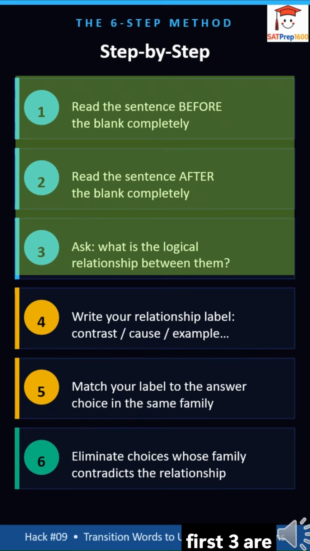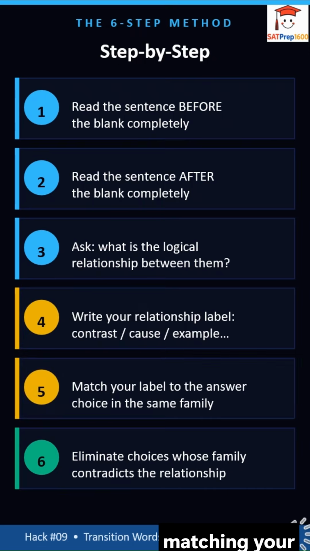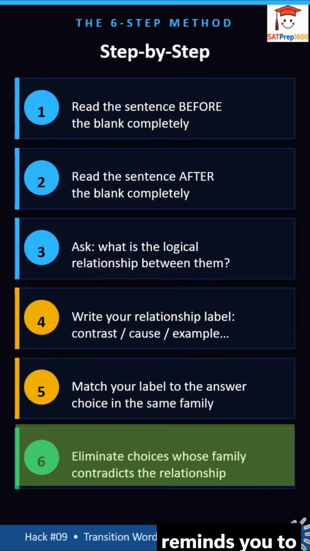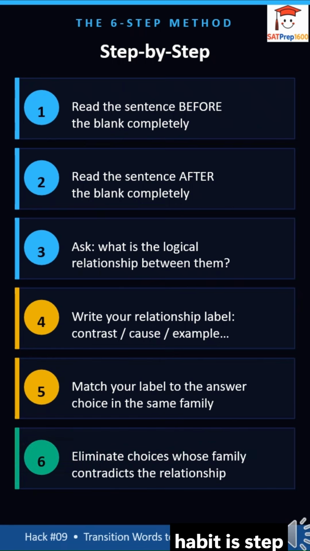6 steps. The first 3 are about reading and identifying. You're doing detective work on the relationship. Steps 4 and 5 are about matching your label to the correct answer family. Step 6 reminds you to actively eliminate answers from the wrong family. The most important habit is step 3. Always explicitly name the relationship. Don't jump straight to the choices. Label it first, contrast, cause, example, addition, or conclusion, then match.